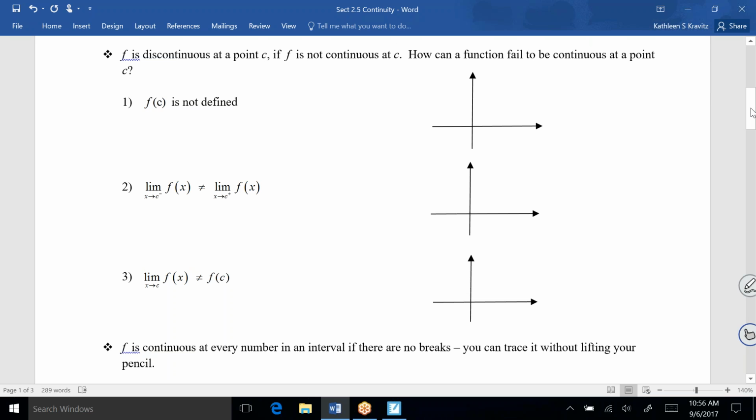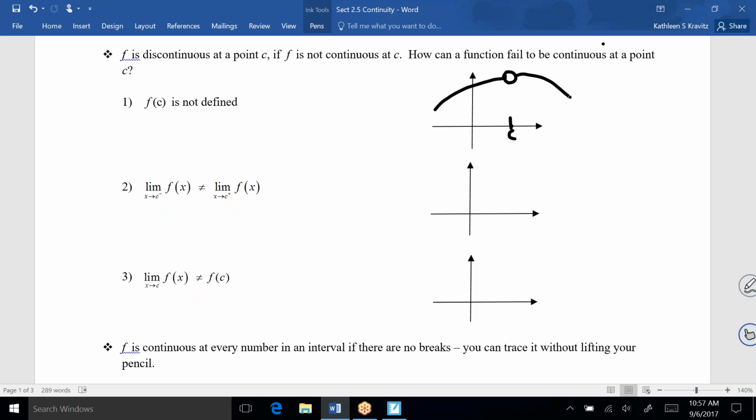So the first one says that f of c is not defined, so that's a way that it can be discontinuous. So suppose that we have a graph, and let's put c here, and let's say that our function looks like this, and then we have an open circle at c, and then it continues there. So here f of c is not defined because the value of f at c doesn't exist. So it fails that criteria.